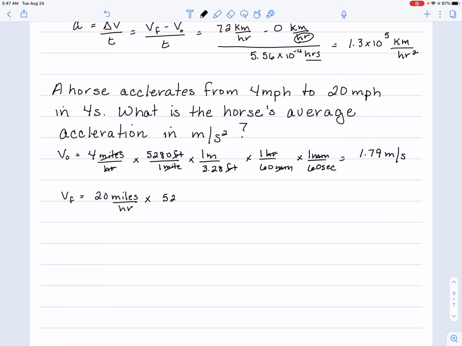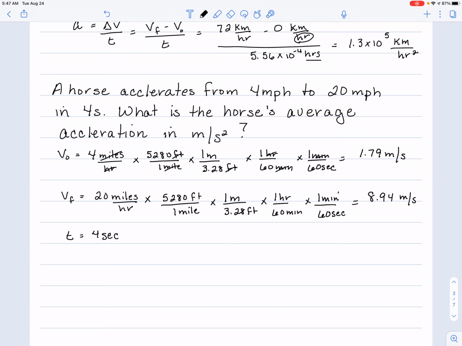Now we do the same thing for our final velocity. We have 5,280 feet in 1 mile. In 1 meter, we have 3.28 feet. In 1 hour, we have 60 minutes. And in 1 minute, we have 60 seconds. So we have 8.94 meters per second. And we're told that our time was 4 seconds. We are looking for our acceleration.